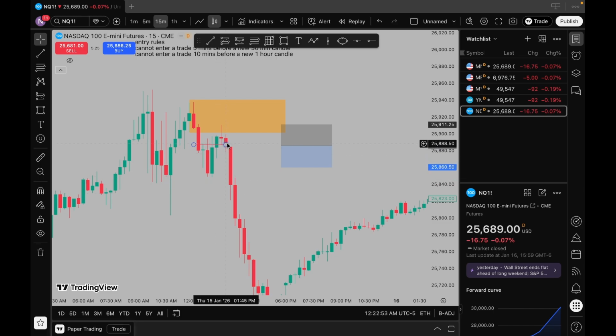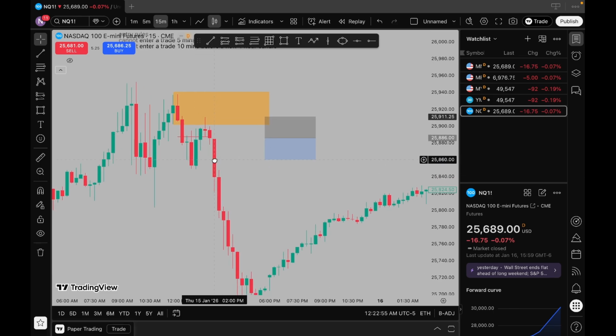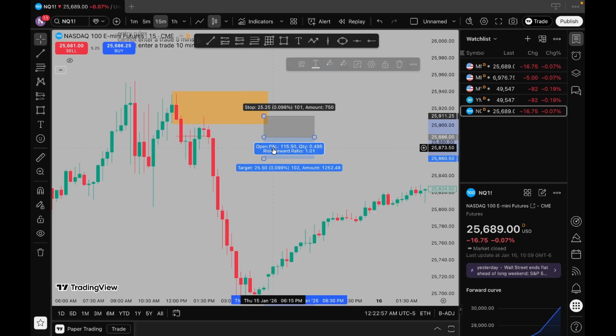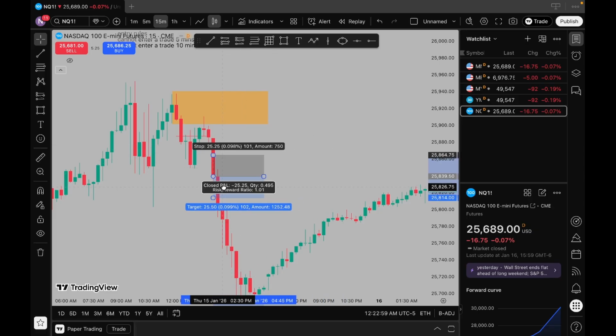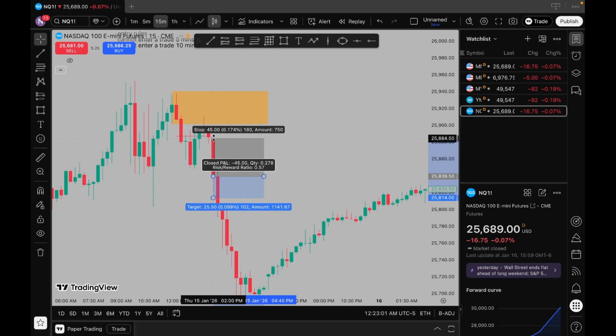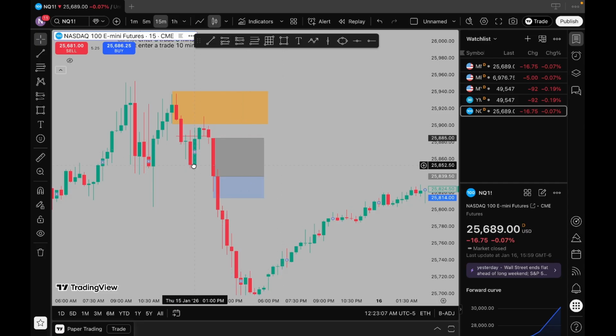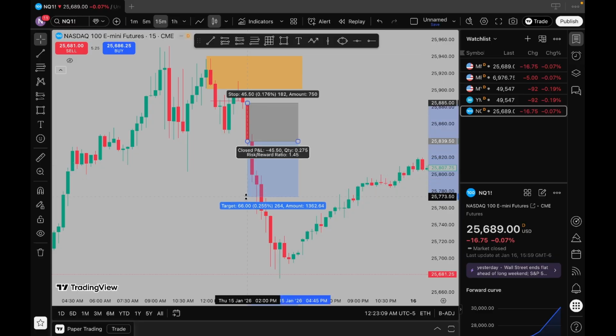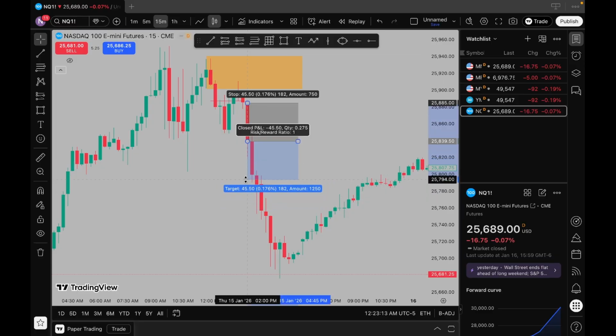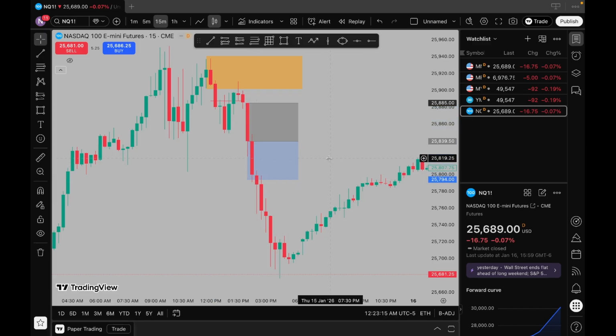Sometimes it's good to wait for the candle closure, right? But if the candle does close, you would have to use the whole candle as your stop loss. So you go like this. And then you would follow these rules. So this would be a 45 tick stop loss. You would go 1 to 1. Like that.